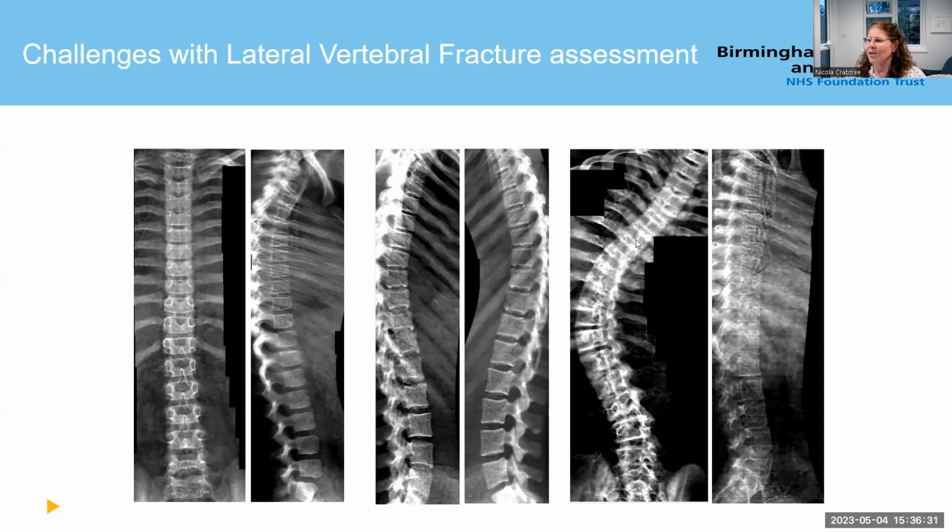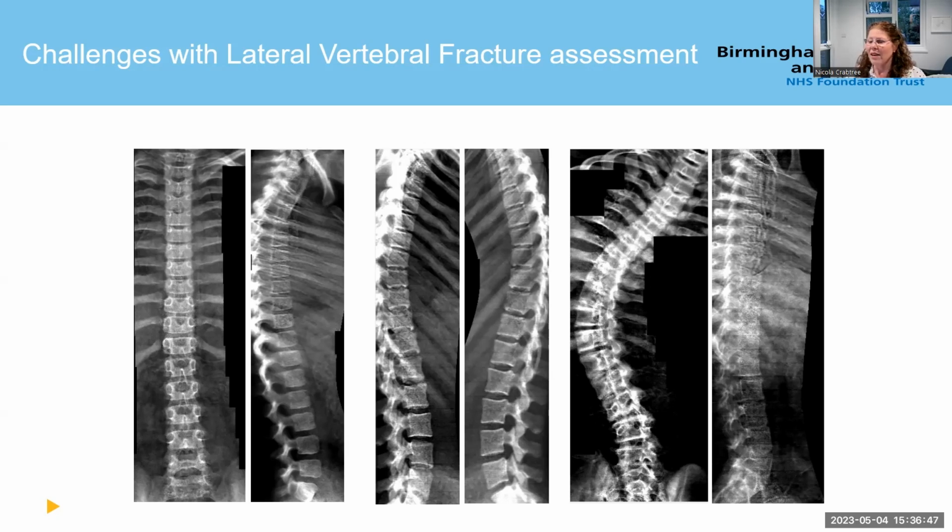In this example, the child has got such a severe scoliosis that no lateral imaging, whether it's by DEXA or via radiograph, is going to allow visualization of the vertebrae. And the only thing that can really be done here would be cross-sectional imaging.